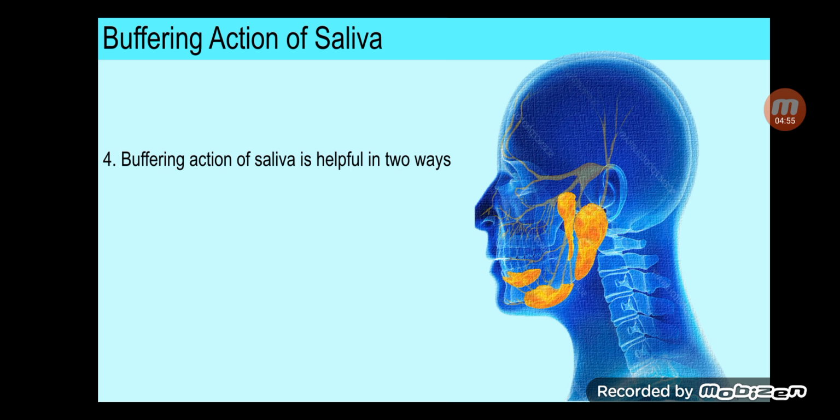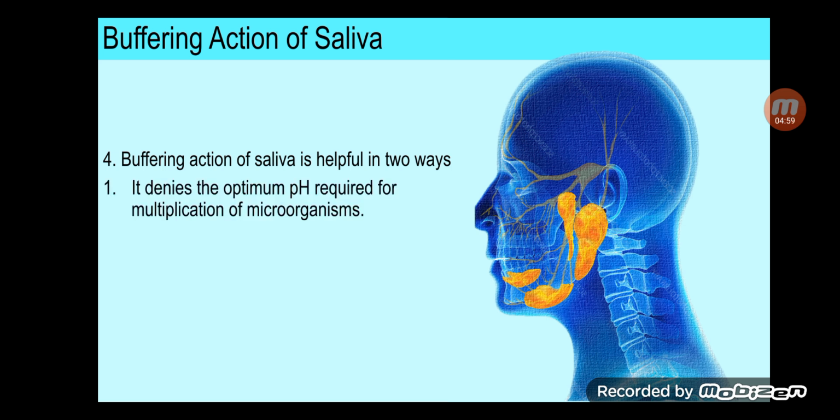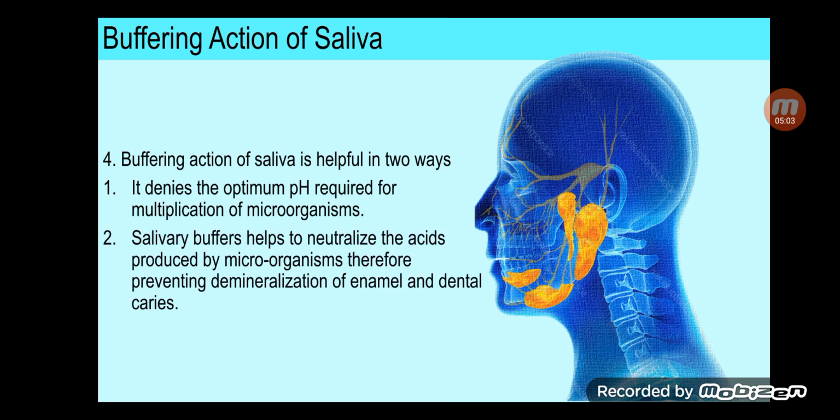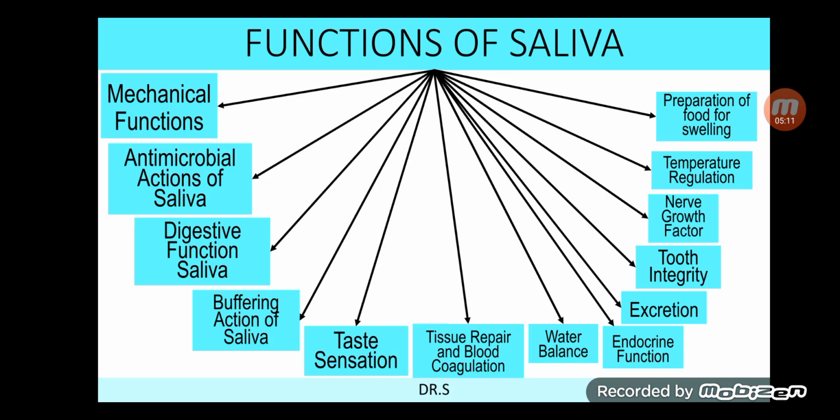Then the buffering action of saliva is helpful in two ways. It denies the optimum pH required for the multiplication of microorganisms, and also helps to neutralize the acid produced by microorganisms, therefore preventing demineralization of enamel and dental caries.